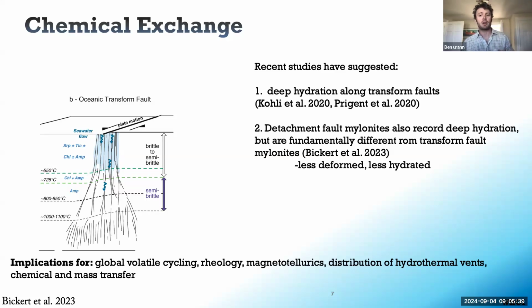And so this type of work has major implications for not only volatile cycling, but also for understanding the rheology and how plates deform, for understanding the geophysical characteristics of plates, and for understanding hydrothermal fluid flow and chemical and mass transfer. And so this figure here is actually from that recent Bicart paper, which is showing how it's thought that water is getting down into these systems throughout these shear zones.